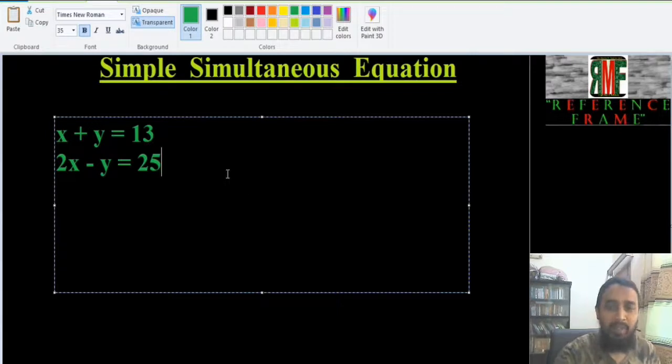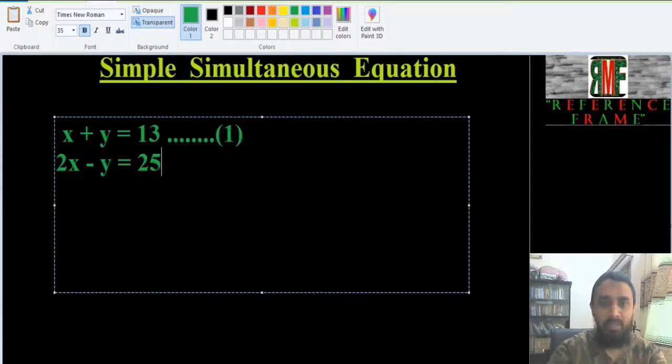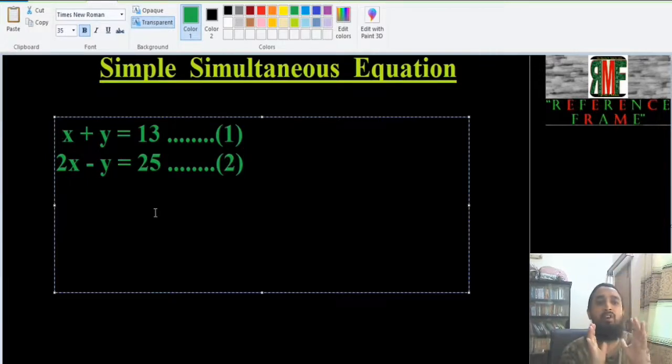Now, if we add the two equations, suppose this is equation 1 and this one is equation 2. We need both equations to find the values of x and y. Here is a dependency between the two equations as well as the two variables. With only one equation we cannot find the value of the variables. That means we need to use both equations to find their individual values.